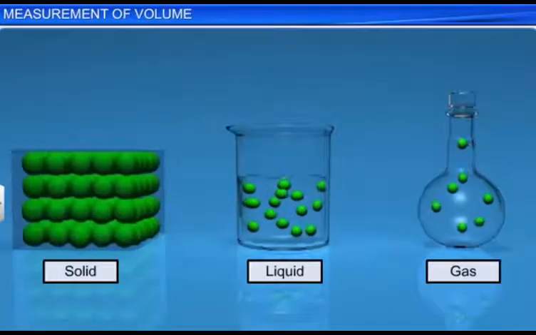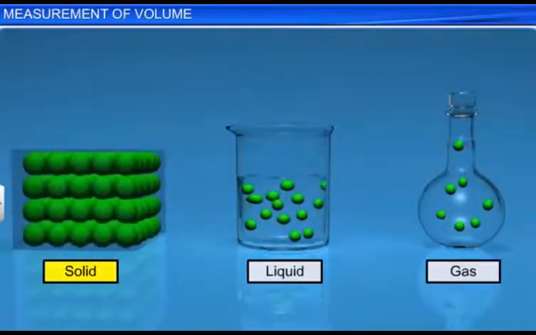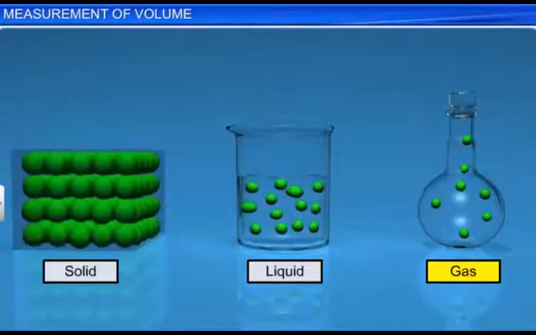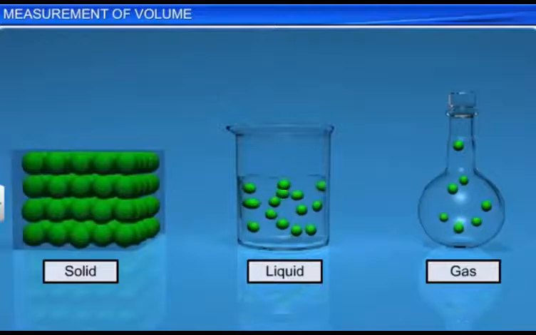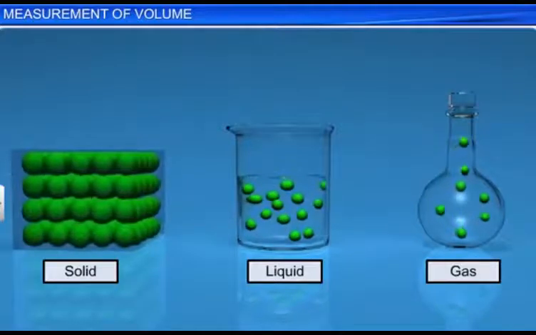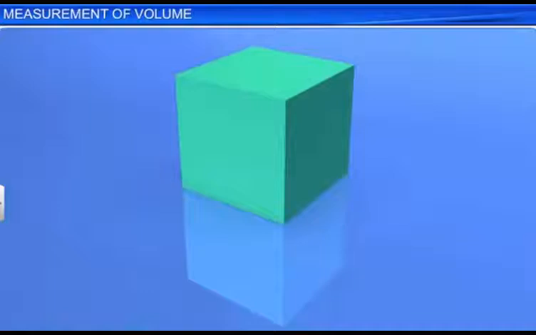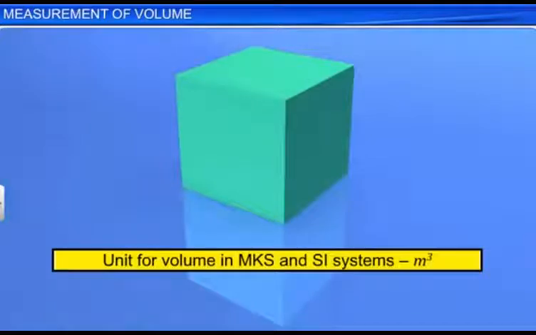We have seen different types of substances such as solids, liquids, and gases. The space occupied by a substance is called its volume, which is denoted by V. The unit for volume in the MKS and SI systems is meter cube or cubic meter. 1 meter cube is defined as the volume of a cube of side 1 meter each.